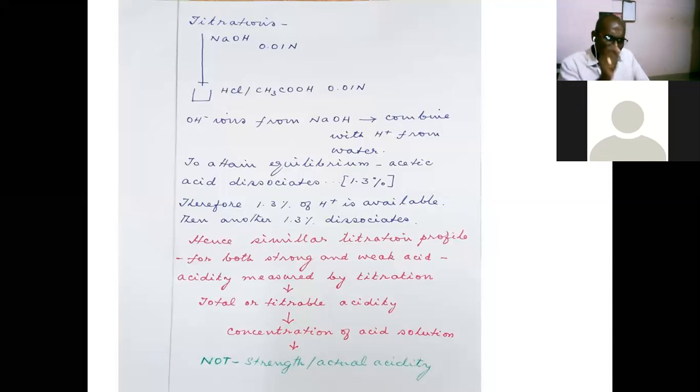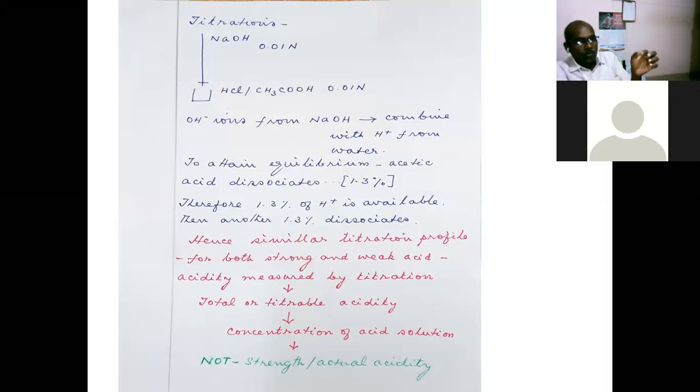But the acidity measured by titration, I am just titrating to find out the quantity of the H plus ions. That is the acidity of an acid. The acidity of an acid measured by titration is called total or titrable acidity of the solution, or it is called concentration of the solution, but this is not the strength or actual acidity of the solution. You should understand this point.